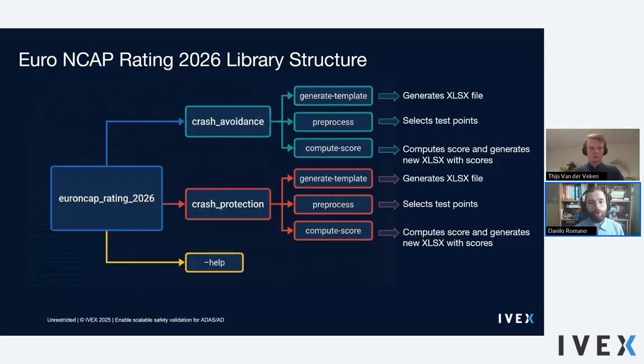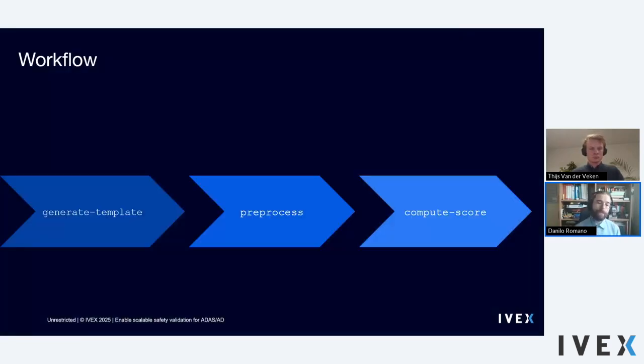Now that I have shown you the structure of the library, we can discuss the workflow. So the three steps that I showed you before, generate template, pre-process, and compute score, are three commands that this library supports. But the workflow is a little bit bigger because it also involves input by the user. So now together I will show you the full workflow that goes from generating the template to having the report, also considering the input required by the user.